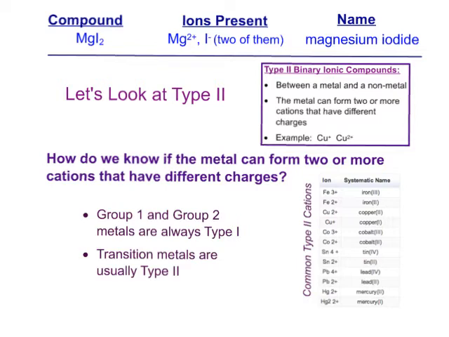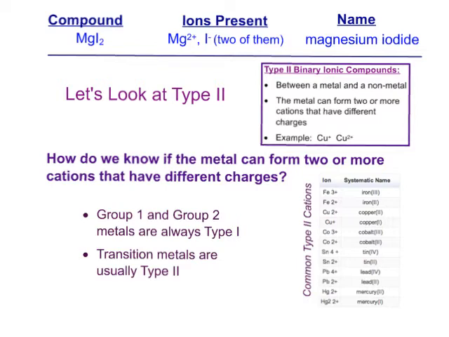Now, let's look at type 2. Type 1 is pretty simple. Type 2 is a little bit more complicated. Type 2 binary ionic compounds, remember, the metal in them can form 2 or more cations that have different charges.